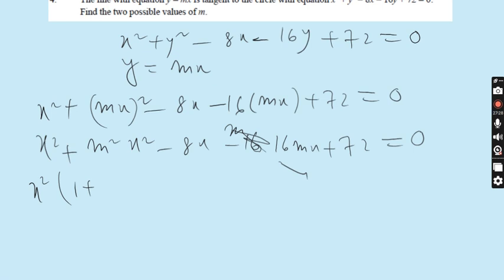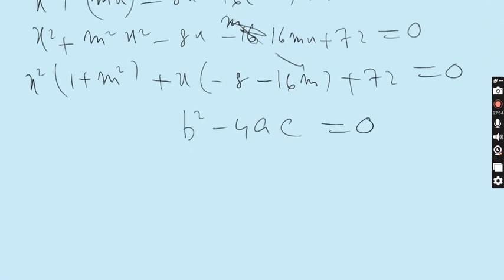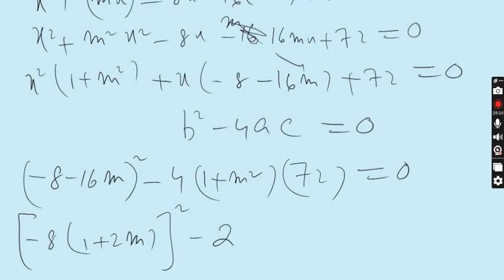So taking x square is common. It is 1 plus m square. Taking x is common. It is minus 8 minus 16 m plus 72 is equals to 0. Now b square minus 4ac is equals to 0 if a line is tangent to the circle. Here b is minus 8 minus 16m square minus 4. A is 1 plus m square and c is 72 is equals to 0. Taking minus 8 is outside, 1 plus 2m the whole square minus 72 for the 288, 1 plus m square is equals to 0.